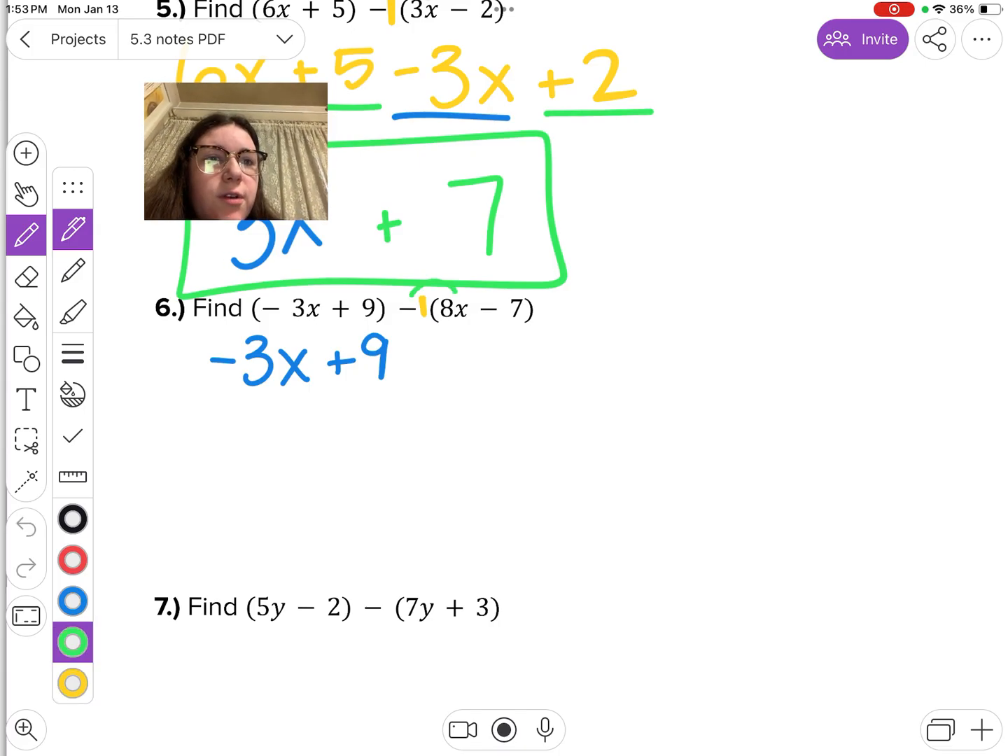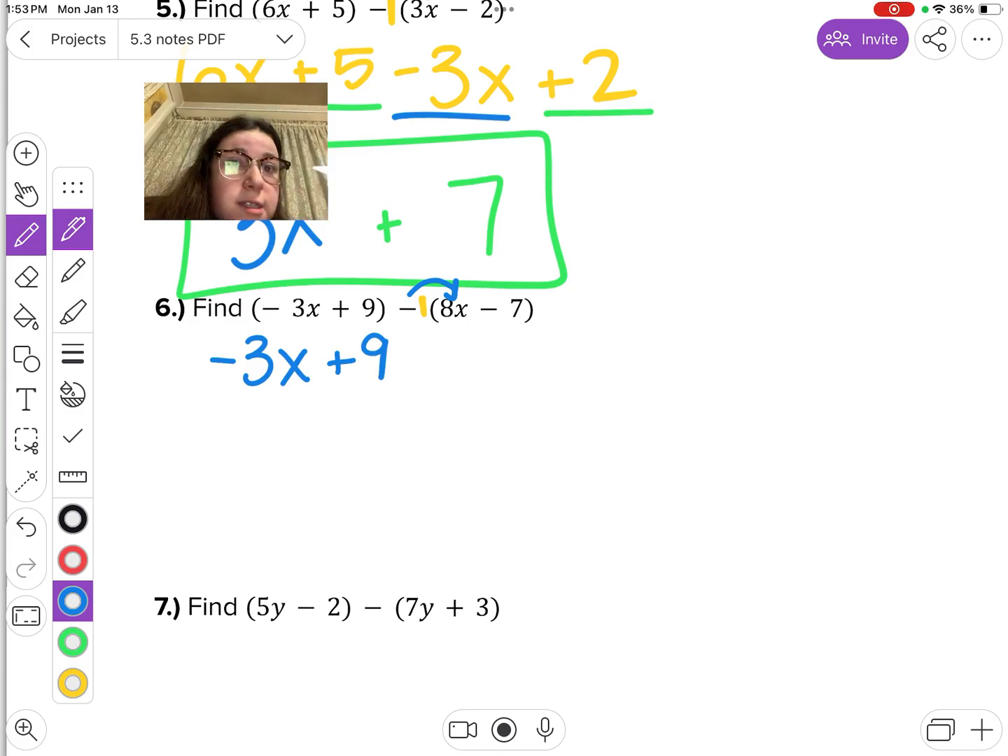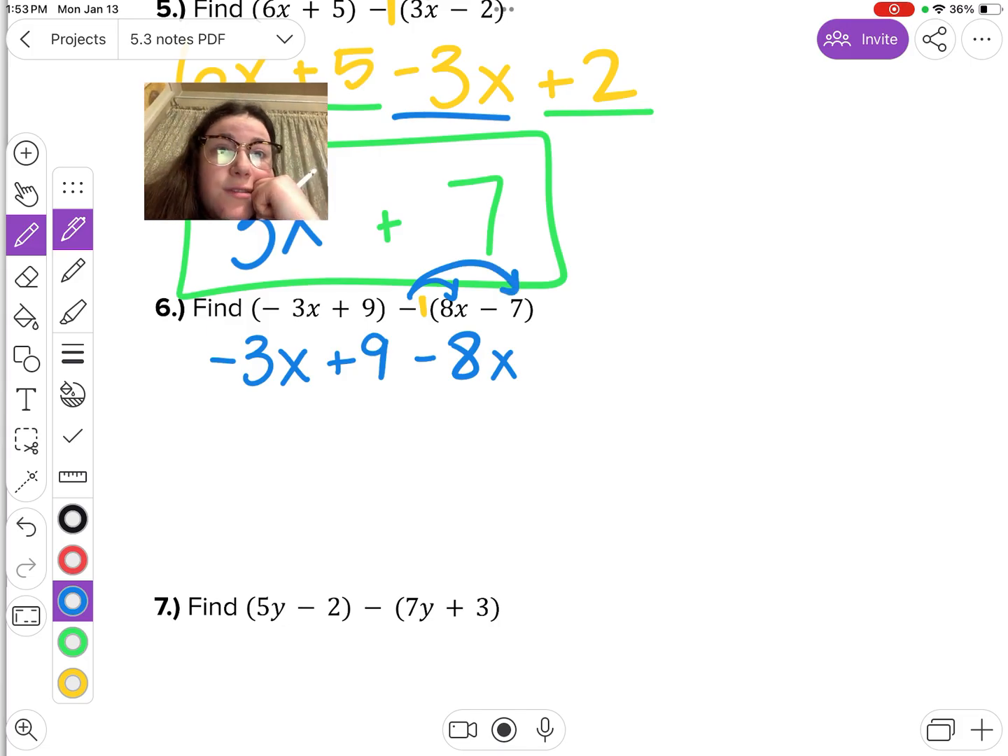We do negative 1. That's not a good choice. Let's do the blue. Negative 1 times 8x, which negative times a positive is a negative. So this becomes negative 8x. Negative 1 times negative 7. Negative times a negative is always positive. So this becomes plus 7.